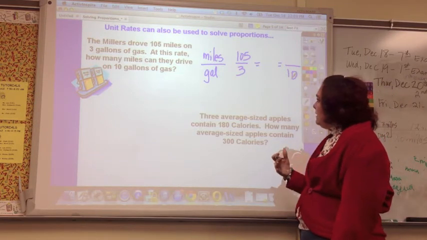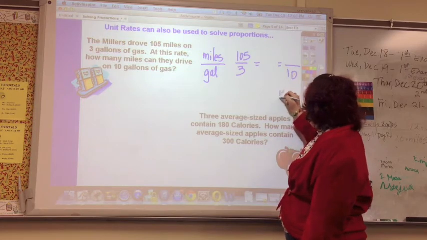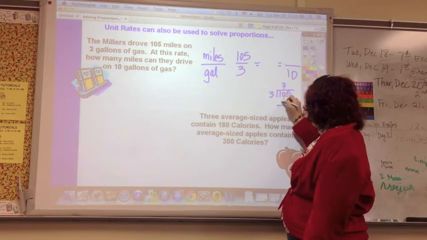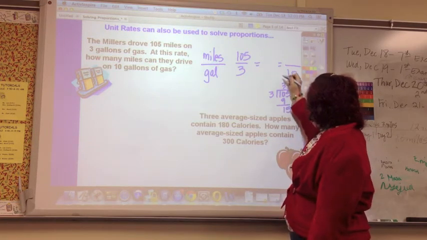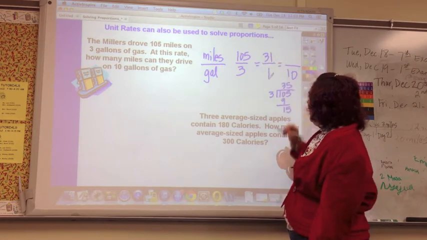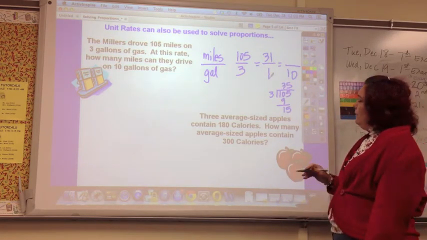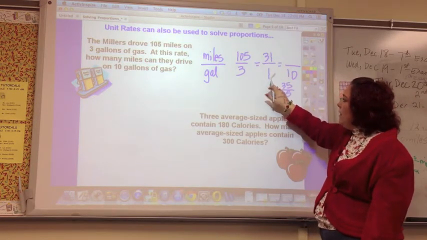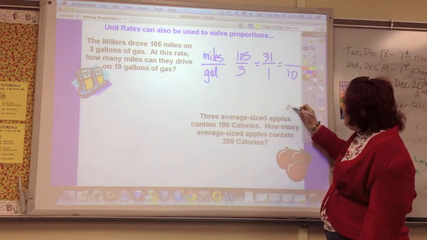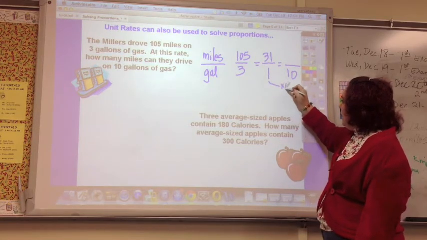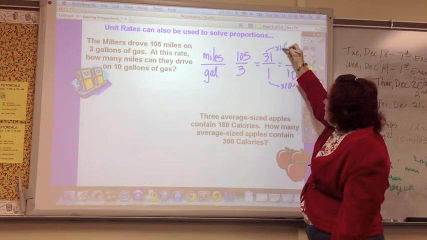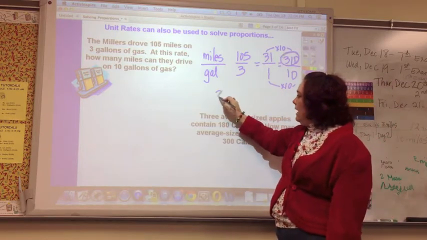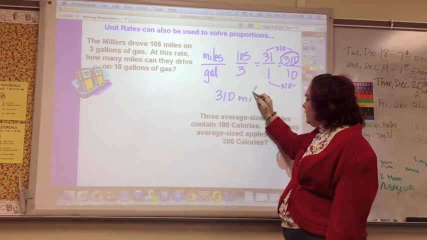You have to say how many times can 3 go into 105. And so divide by 3. And that's 35 per gallon. So now we've got the unit rate. This is dividing to get it per gallon. And now we can go, okay, how do I get from 1 to 10? Times 10. 35 times 10 is 350. So the answer is on 10 gallons of gas, they can get 350 miles.